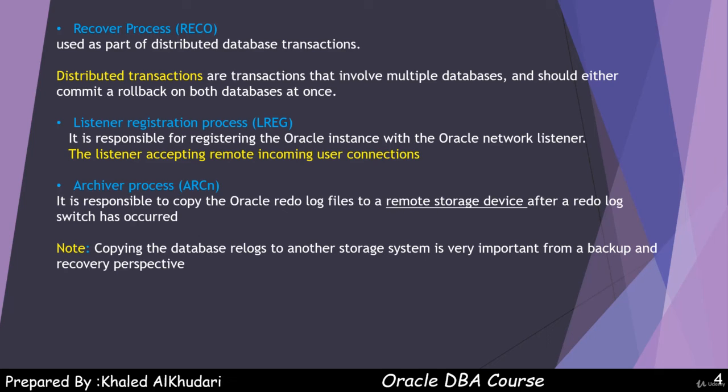That's it. And also we have the archiver process, ARCn. And remember, when I say n, this means that I could have many archiver processes. What is the main task of the archiver processes? It is responsible for copying the Oracle redo log files to a remote storage device after a redo log switch has occurred. And why do we do this? Because copying the database redo logs to another storage system is very important from a backup and recovery perspective.